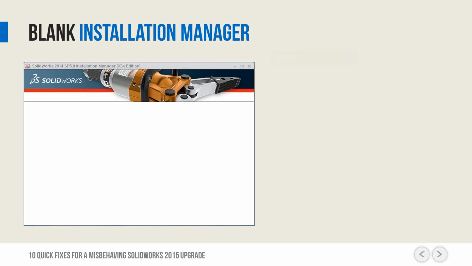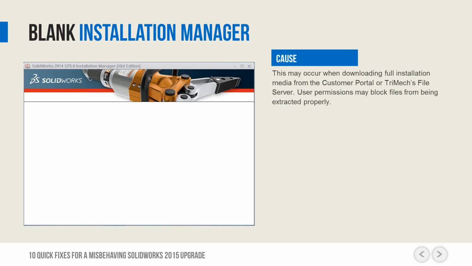So this actually can be pretty common, and it occurs sometimes when you're downloading the full installation media, let's say from the customer portal, or even Trimec's own file servers. If you call into tech support and you need to have access to an older version of the SolidWorks installation manager, or maybe in the customer portal, you're locked out, you have little locks all over your customer portal, sometimes we'll send you a link so you can download the information directly from our file server.